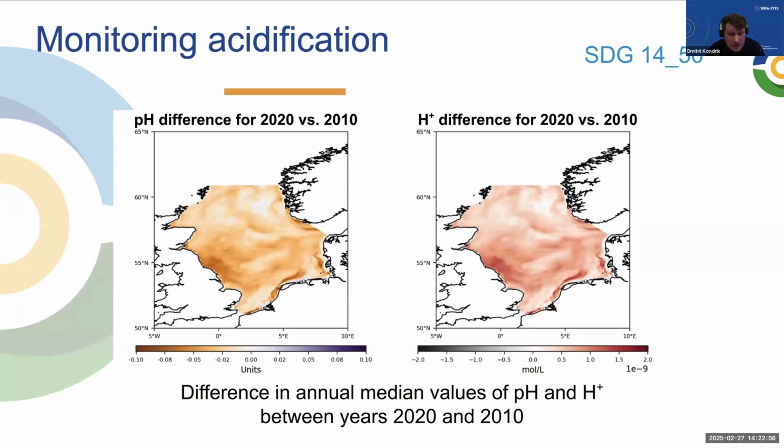So here are just some examples of the output maps that are produced within the workflow. Here we can see the annual difference between year 2010 and 2020 in pH and H+. And what is important here is that while most of the indicators only assess the global averaged pH values as one value, in our project we made an attempt to produce spatial maps to better understand the patterns of the acidification.